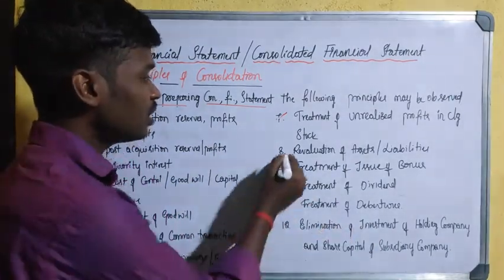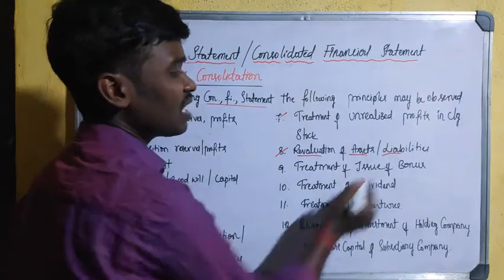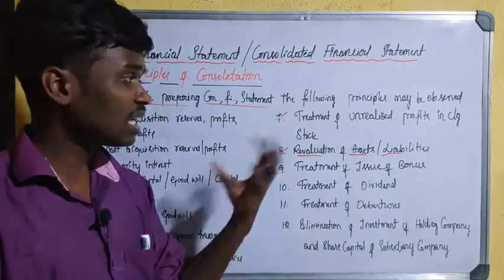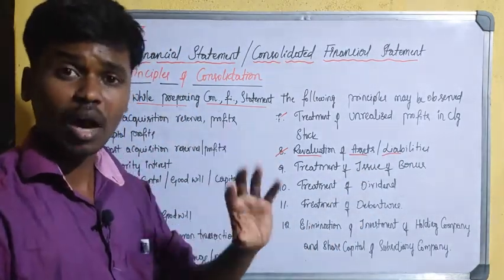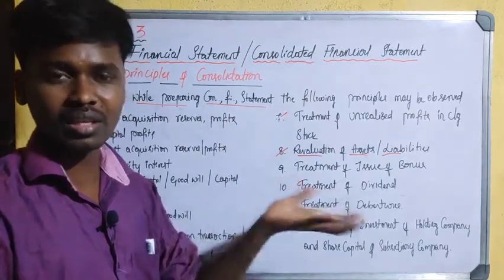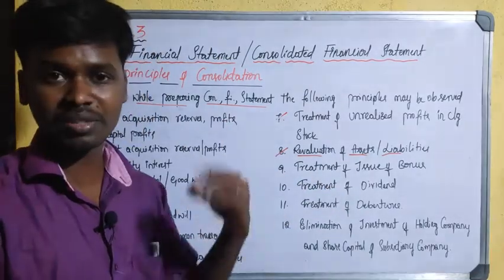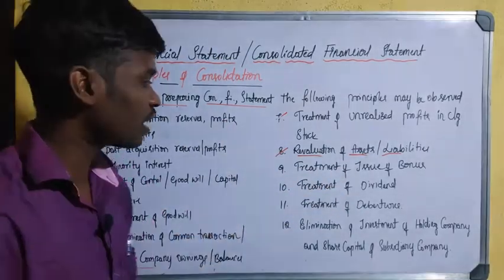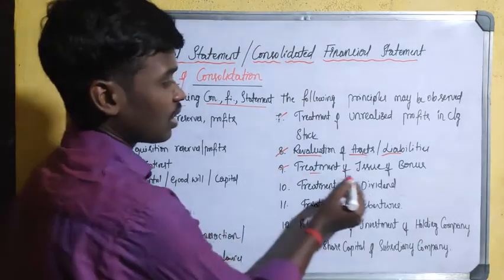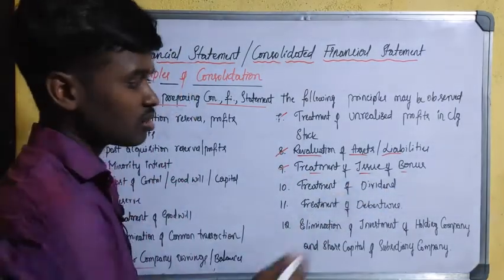Next, revaluation of assets and liabilities. So in case of any revaluation of assets and liabilities, how to treat the amount of the revaluation of the assets and liabilities in preparing the consolidated financial statement. Next, treatment of bonus shares, that is issue of bonus.